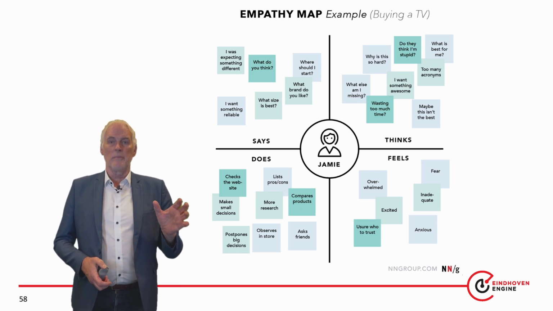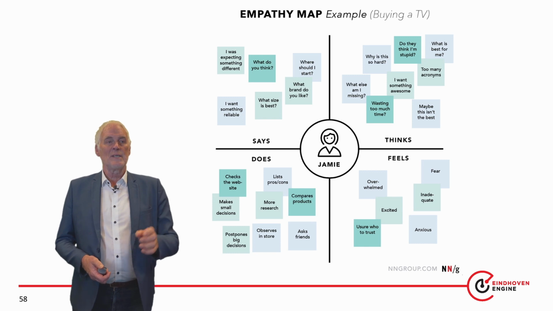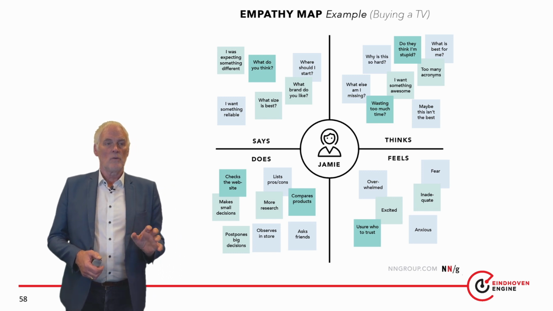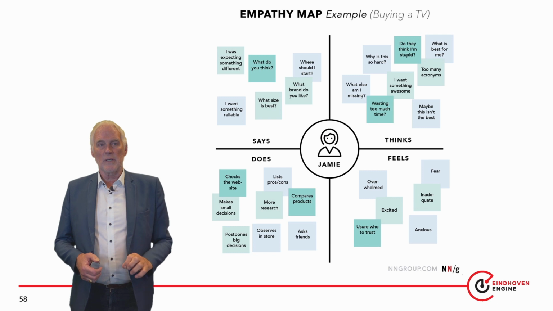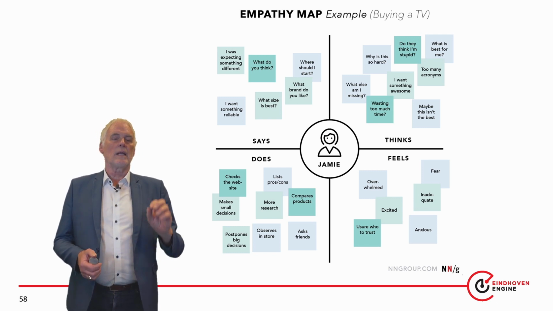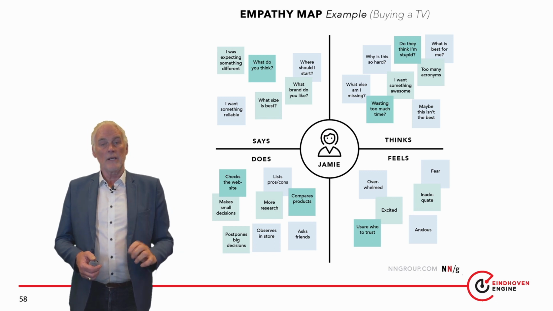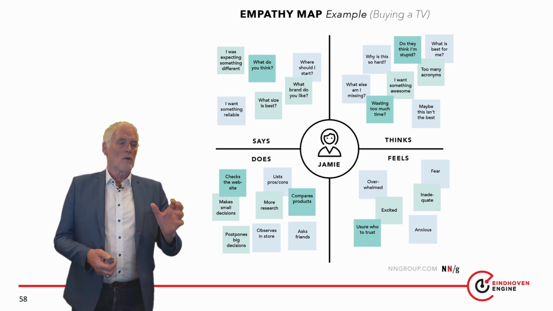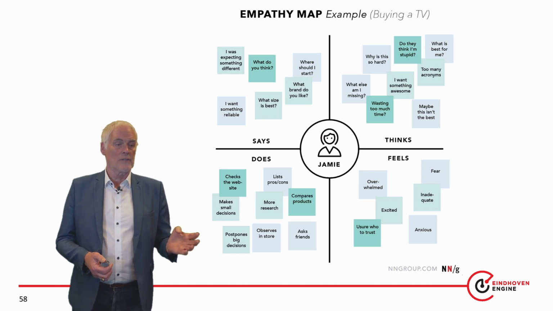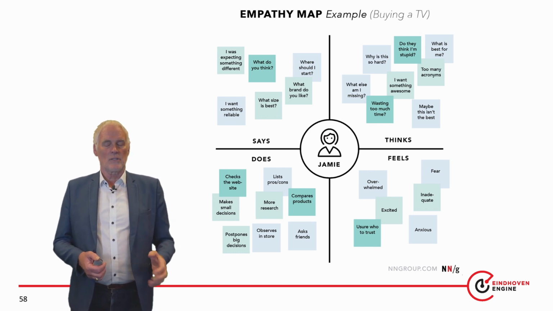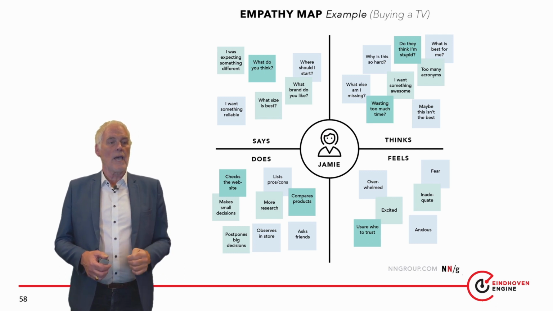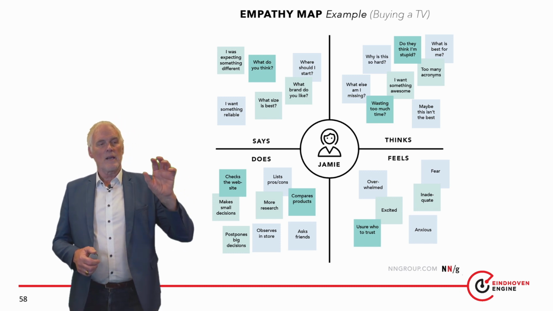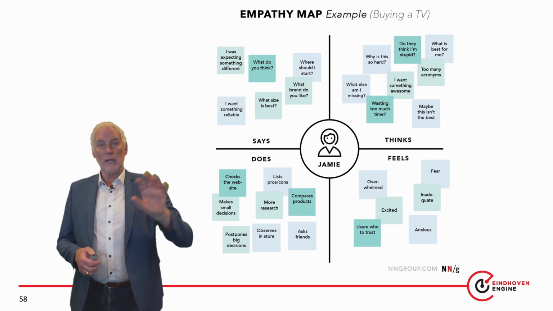And there is an example here of an empathy map of a person, Jamie in this case, who is going to buy a TV. So what does Jamie think? She thinks, why is this so hard? What else am I missing? I want something awesome. Right? That is what she's thinking. What is she feeling? She feels overwhelmed. She feels excited. She feels anxious. She might buy the wrong thing. What does she do? She checks websites. She compares products. She makes lists of pros and cons. What does she say? She says, what size is the best? Where should I start?